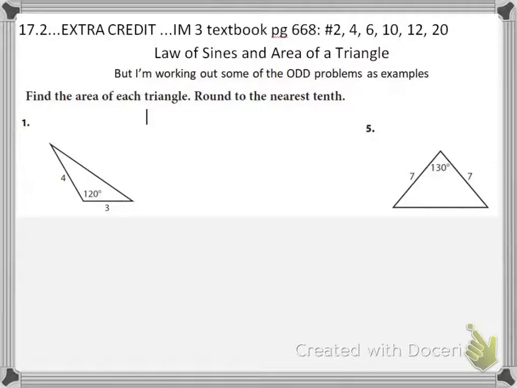Here we are finding the area of the triangle. And the formula for the area of a triangle is normally area equals 1/2 times the base times the height. That only works when you have a right angle so you can find the actual height. These are triangles where we don't have the height. We could figure out the height. It might take some more work, but we could figure it out.